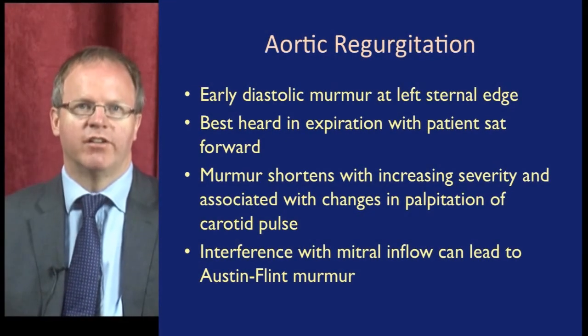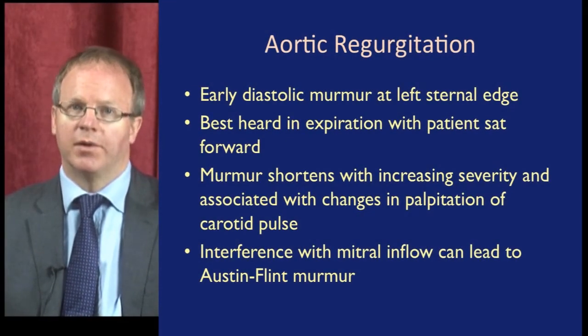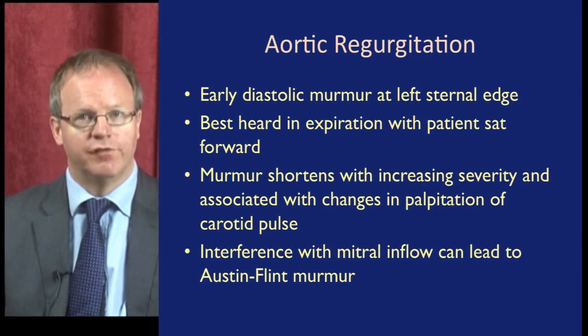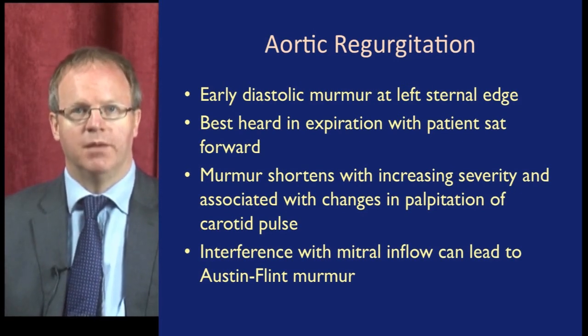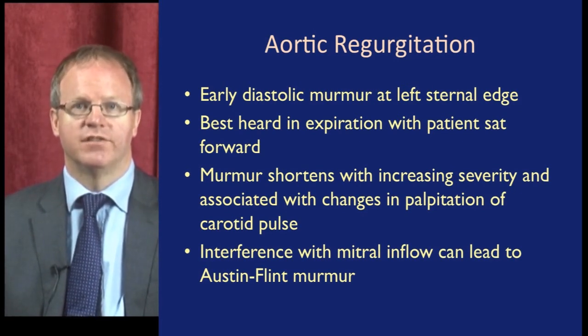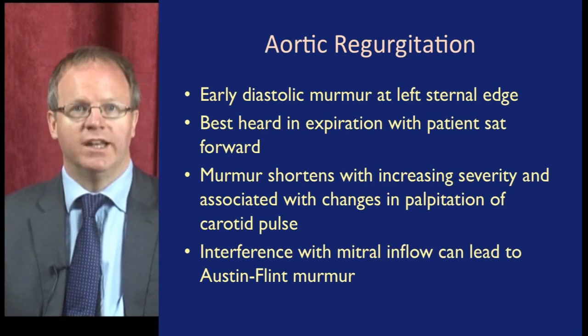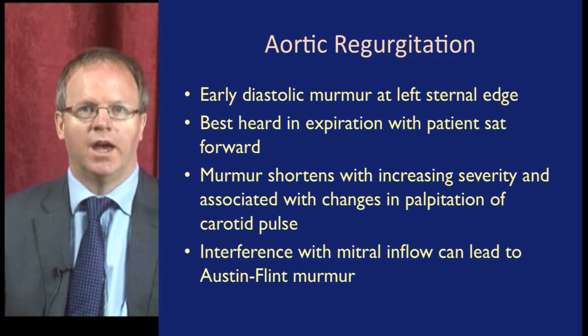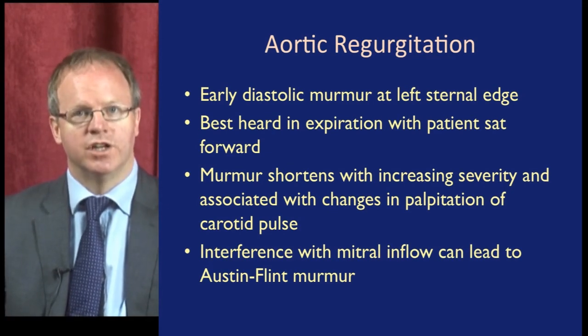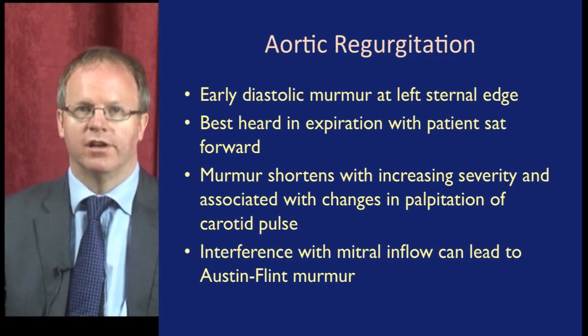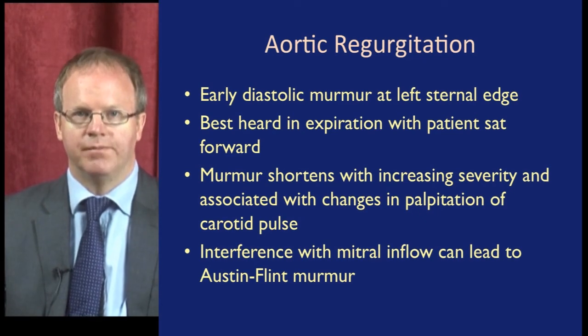With increasing severity, the murmur shortens and becomes associated with a significant forward flow murmur. In moderate incompetence, the jet interferes with mitral inflow and leads to a diastolic murmur, known as the Austin-Flint murmur, and premature mitral valve closure, both of which are best heard in the mitral region.